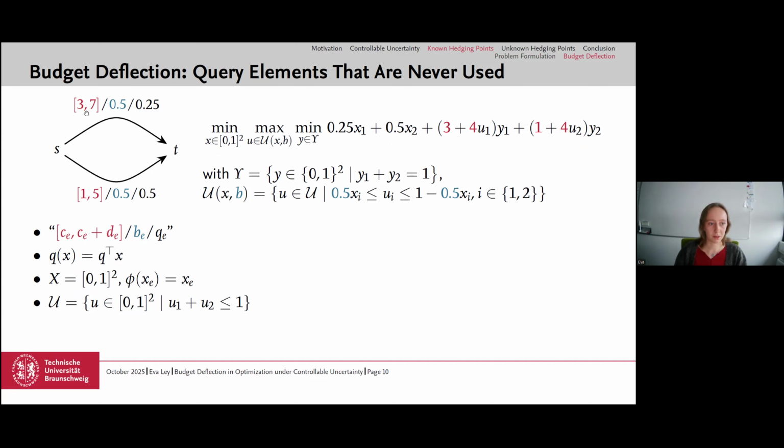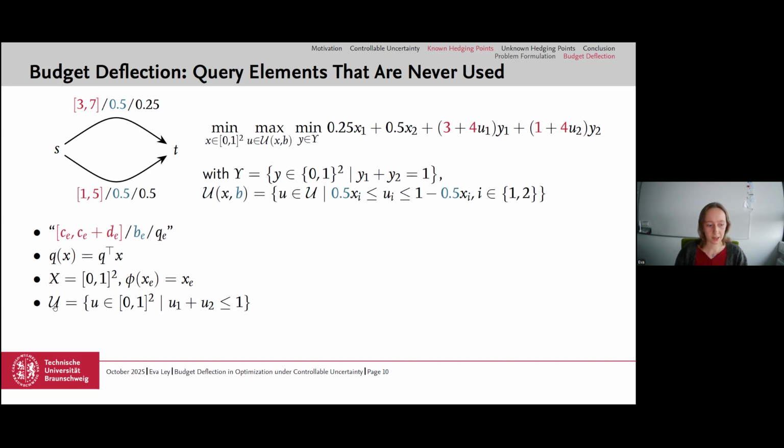have some uncertain cost coefficients in some interval 3 to 7, respectively 1 to 5, where we have the hedging point for both elements at 1/2, and where we have some linear query costs with query cost coefficients 1/2 and 1/4. Now, I just set the query set to be just the unit cube, and the query outcome function should be both the lower and the upper one, also both for the first and the second edge, just x_e, so that we have this linear dependence that we had at the very beginning.